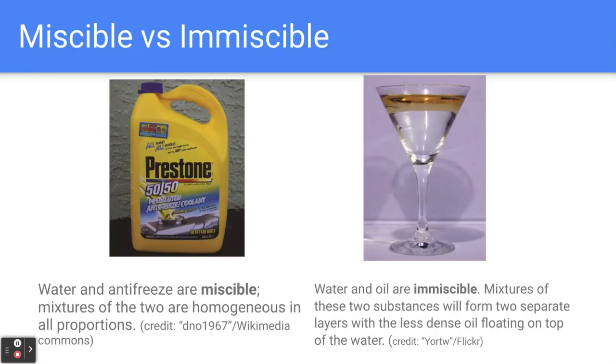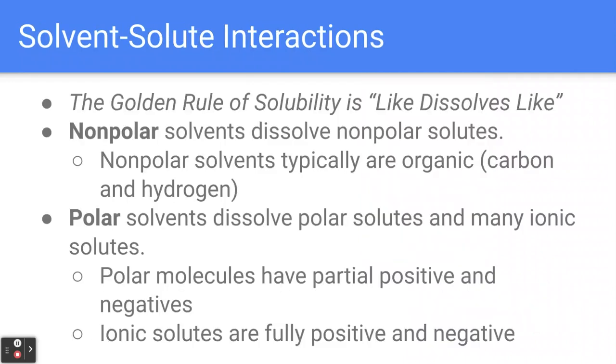So here's just an example. Water and antifreeze are miscible. So you mix the water and the antifreeze. Oftentimes they'll come already pre-mixed for you in the container that you buy from the store. And so those would be called miscible. Immiscible would be something like water and oil. No matter how much you try, those two will not mix.